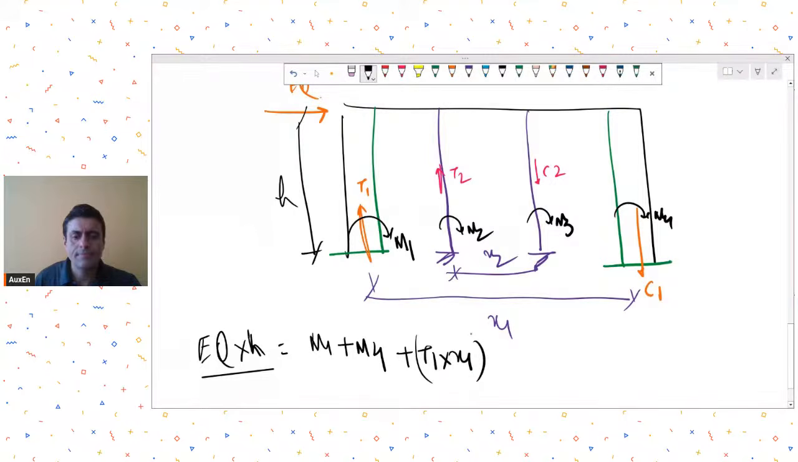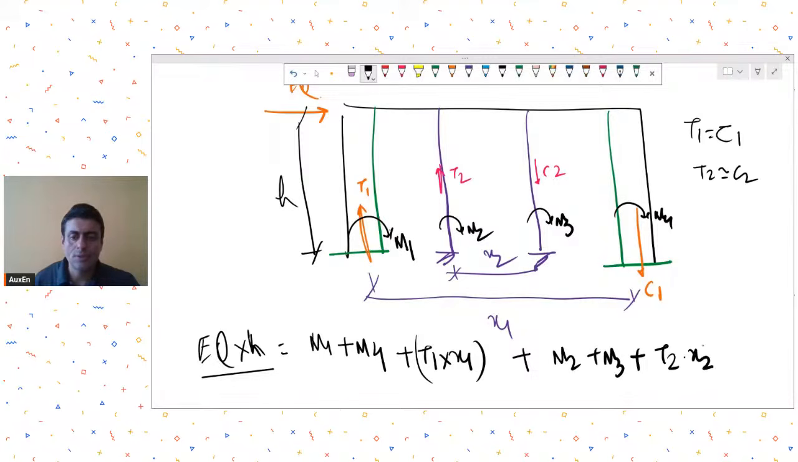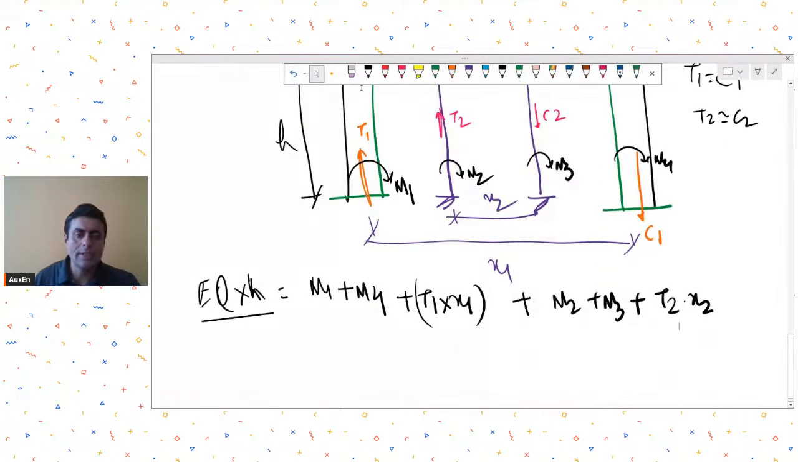Okay, is it clear? So the moment of this couple, I will say T1 is almost equal to C1, and let's say T2 is almost equal to C2, and I'm writing this plus M2 plus M3 plus T2 into X2. So this is how you can say that the total overturning moment will be resisted.